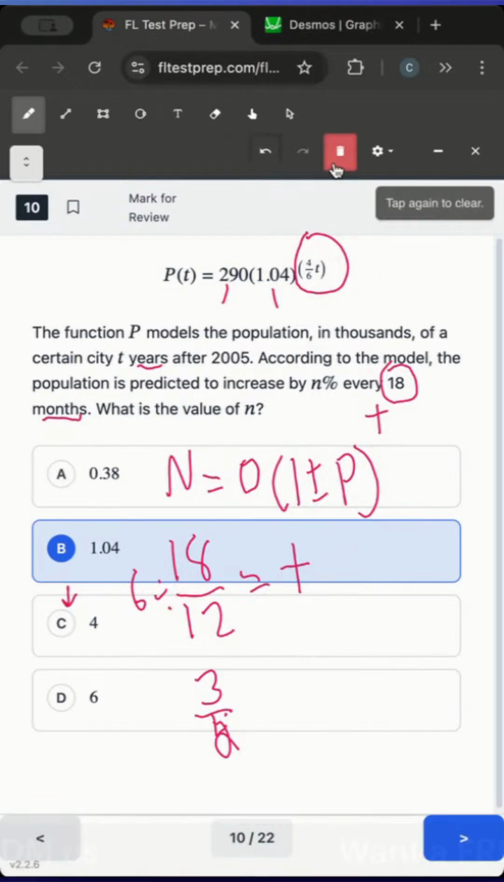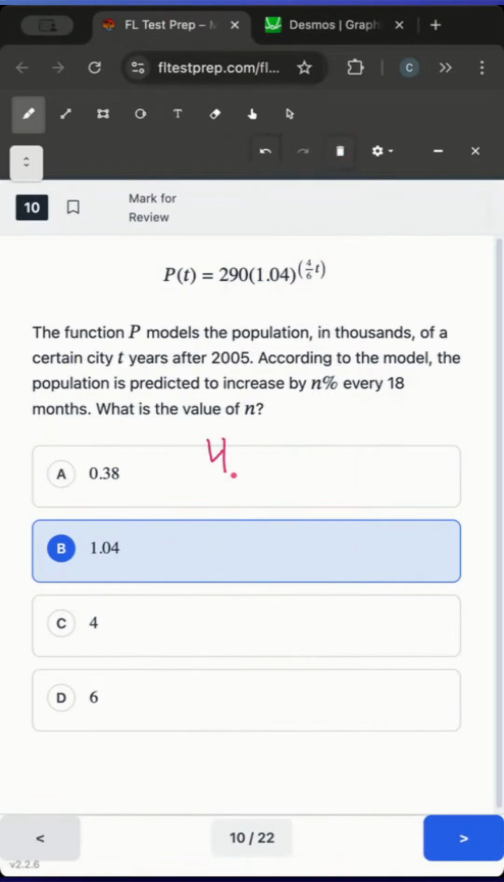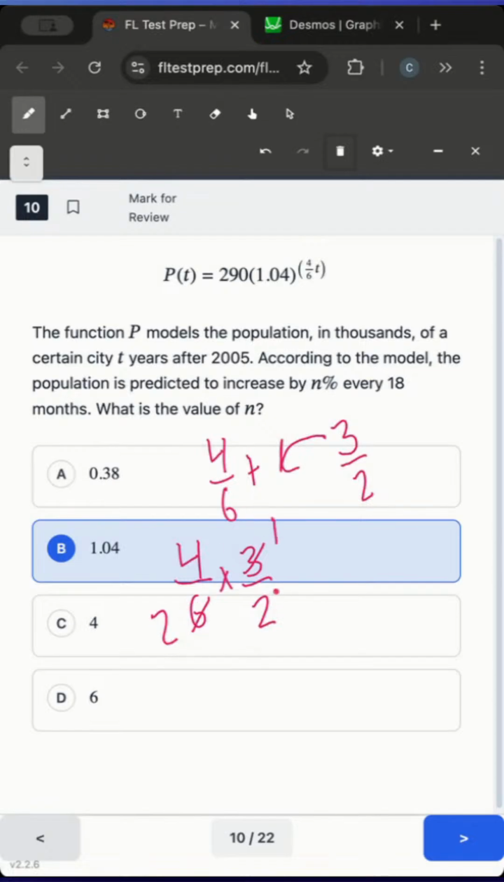And so I know the equation is going to be 4 over 6t, and t is 3 over 2. So I can go ahead and plug that in. 4 over 6 times 3 over 2. Well, I know these cancel out. This would become 1, and this would become 2. And these would cancel out, and this would become 2, and this would become 1. So actually I get 2 over 2, which equals 1.